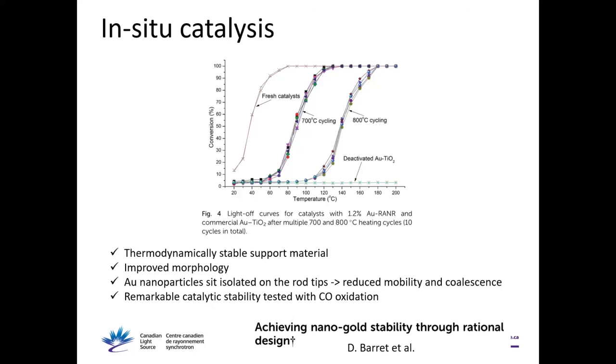thermodynamically stable support materials with an improved morphology, and that the gold nanoparticles on the tips of the rutile rods improve the performance, with less mobility and less coalescence. And it performs remarkably with CO oxidation.